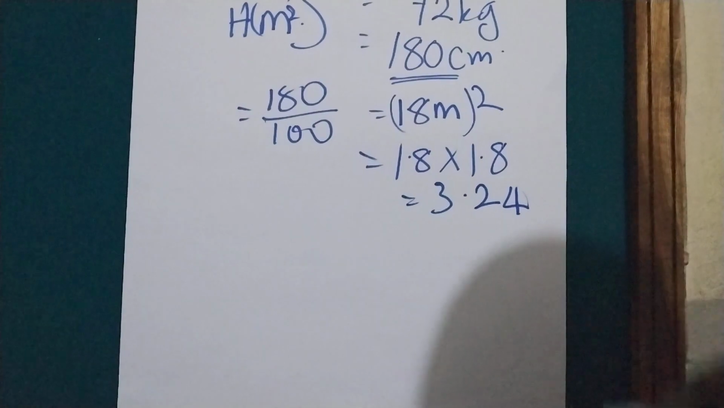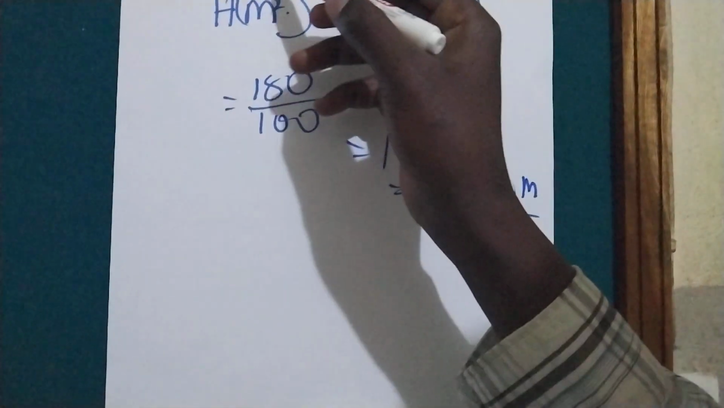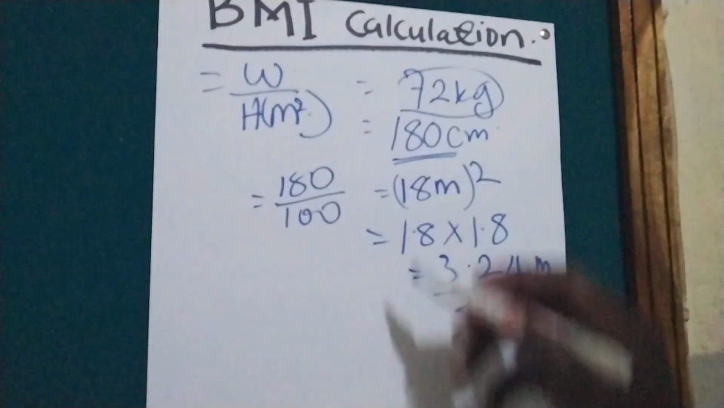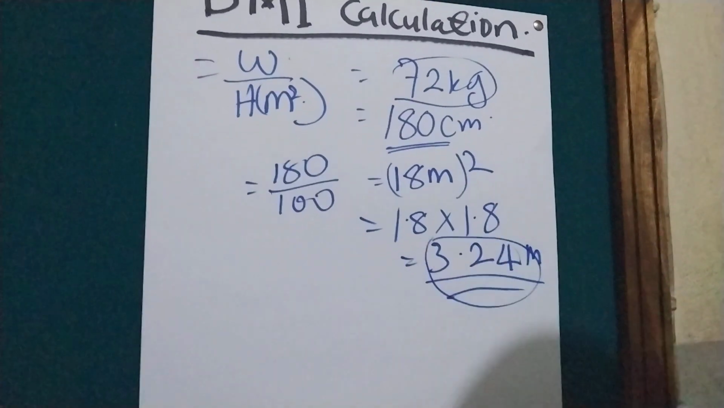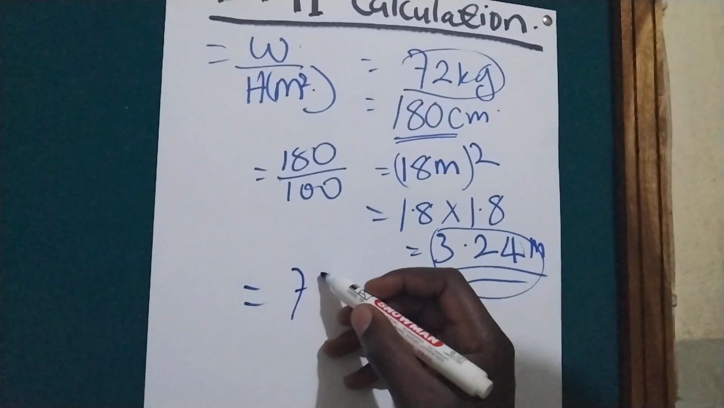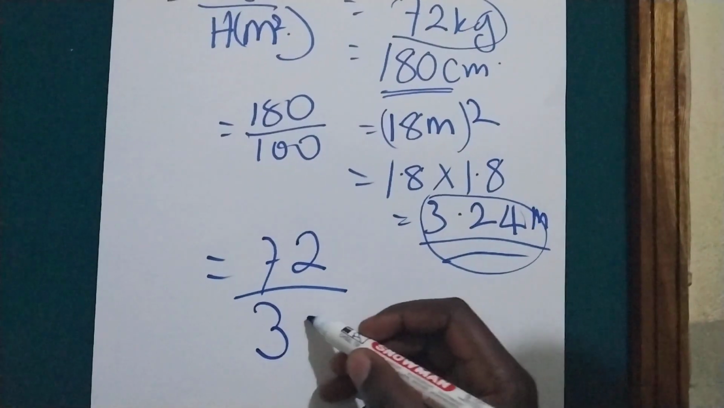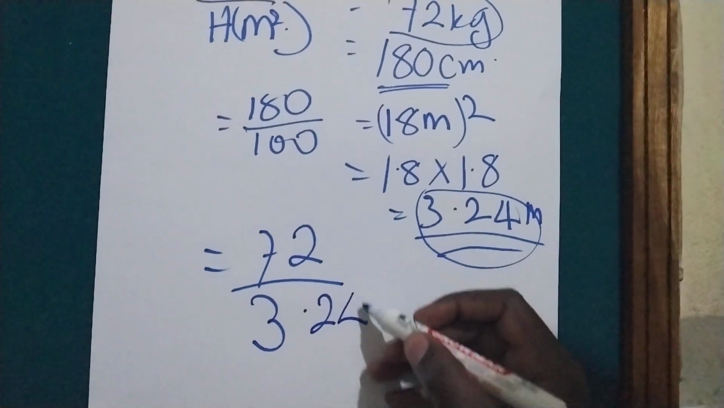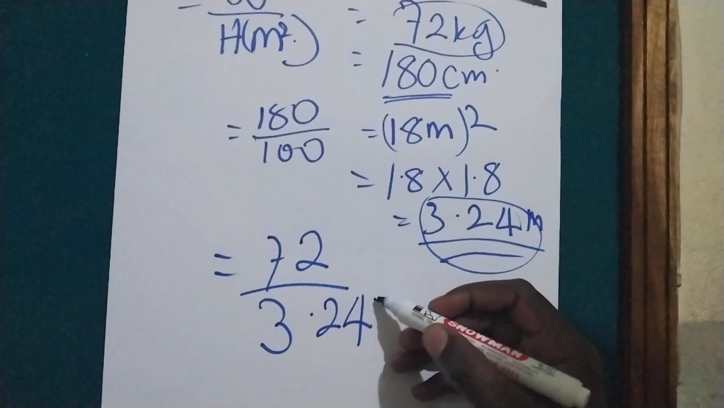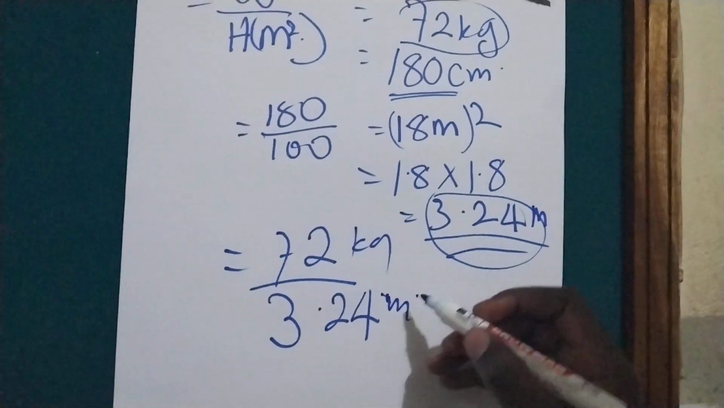3.24 meters squared. So what we are going to do, we are now going to divide this weight by the meter squared which we got. So 72 divided by 3.24. This is kilogram, this is meter squared.